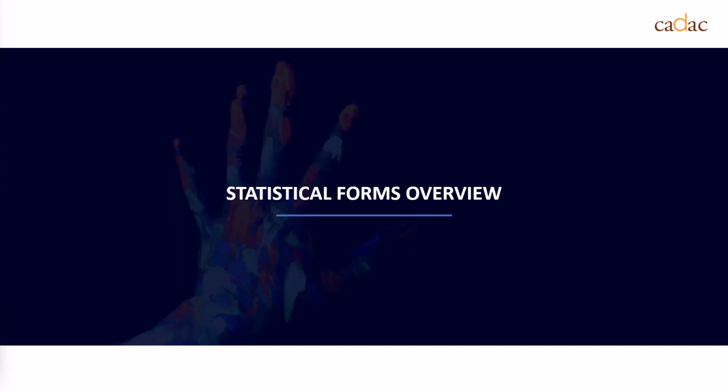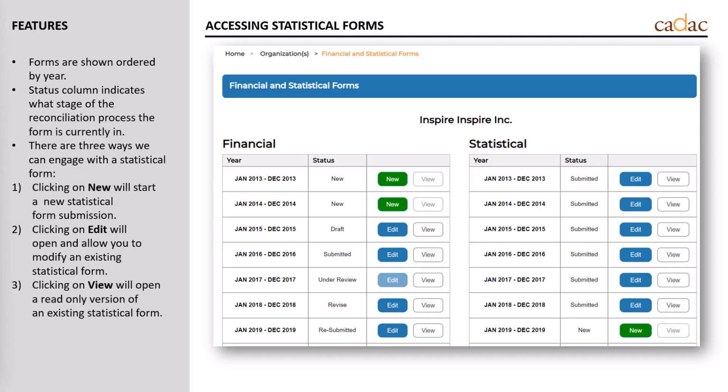So now we can take a look at the statistical form and how they are different but also pretty similar to the financial form. So what I mean by similar is that you access statistical forms the same way that you would access financial. So when you are on the home and then you click on organization and you click on the drop down menu under action, you can then click on financial and statistical forms. So that's where you would see both of the type of forms.